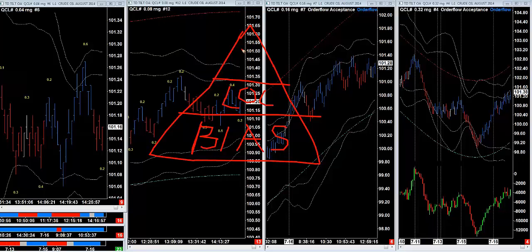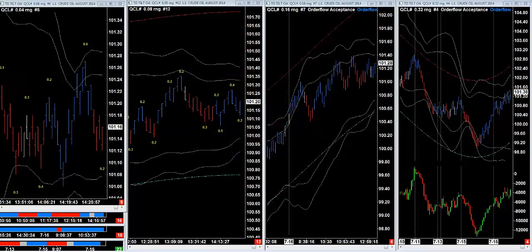Step three, which is a little bit less important on the scale of importance, but still important, are the order flow clues, right? And we had several clues here. So let's take a look at this here. Let's break this down in crude.